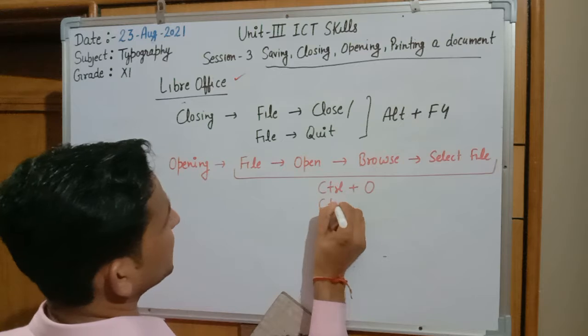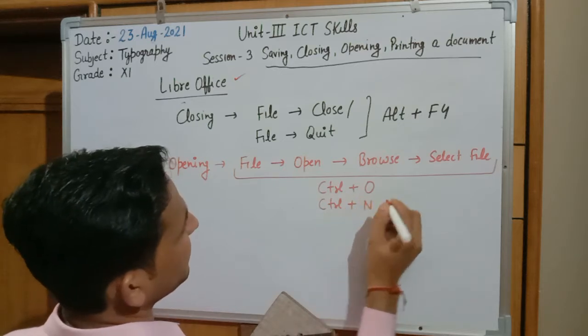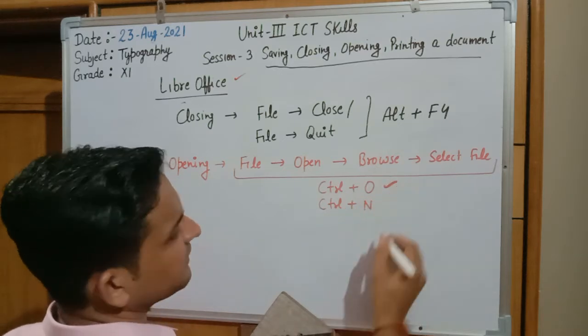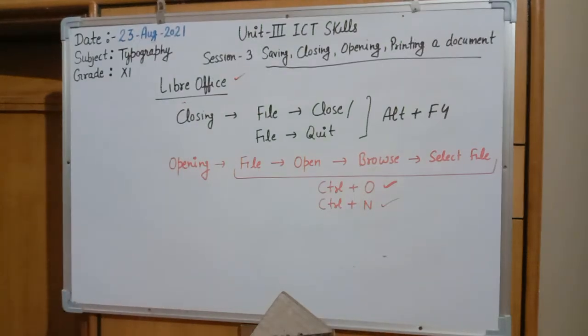One more key is there, that is Control plus N. The difference is that Control plus O will open an existing document while N is used to open a new document.